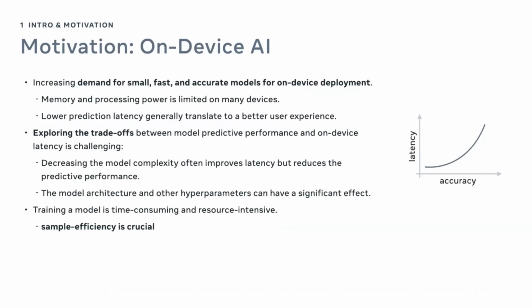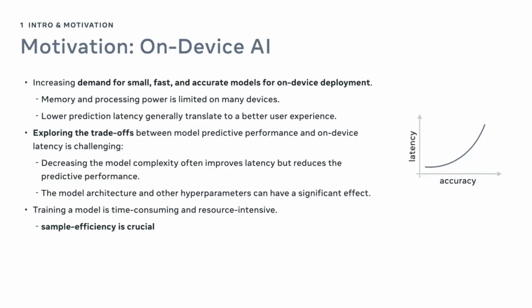The motivation for this is on-device AI. So we have a lot more models deployed to edge devices where there are challenges with regard to memory and processing power. We want to make sure there's a snappy user experience where we have low latency of the model. And so typically what we'll do is explore the trade-offs between the predictive performance and latency, because there's a natural trade-off between the two. A more complex model has higher accuracy, but takes longer for prediction.